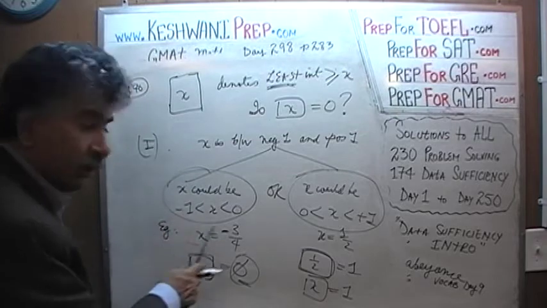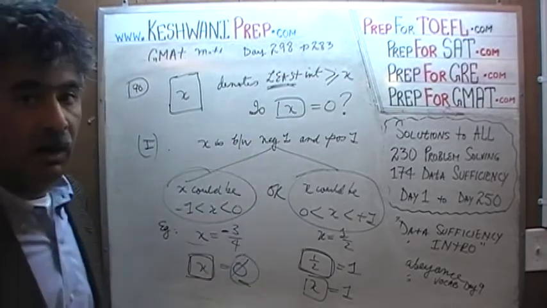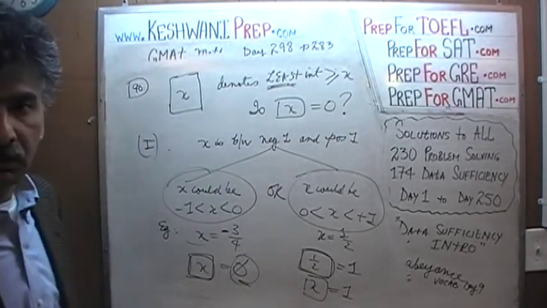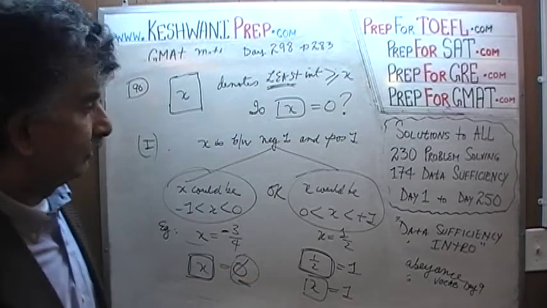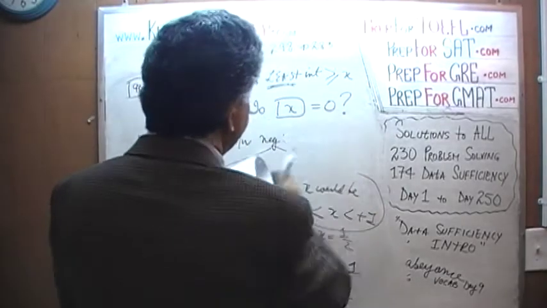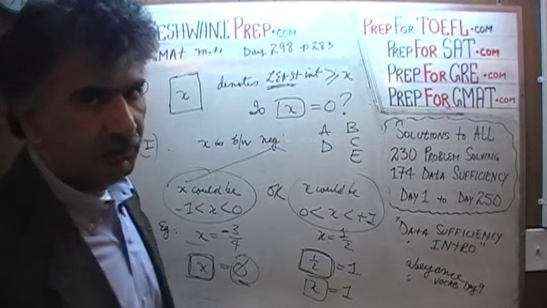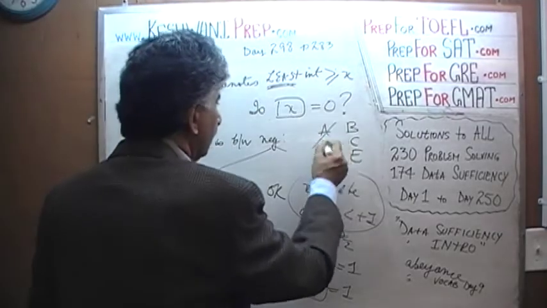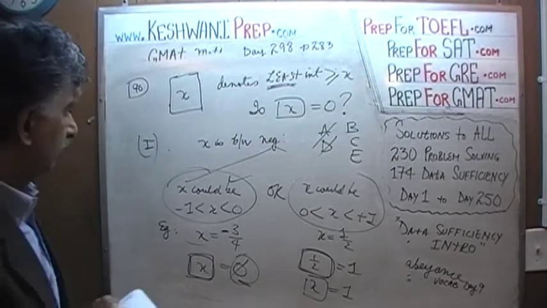Had they given us only this scenario, then the answer to this question would have been a definitive yes. But if it falls in that other range, then that's no good. The first statement does not do the job. The first statement is not enough. Now that we have established that, the answer cannot be A or D. Somehow we have to find out if it falls in the range from negative 1 to 0. Let's look at the second statement.